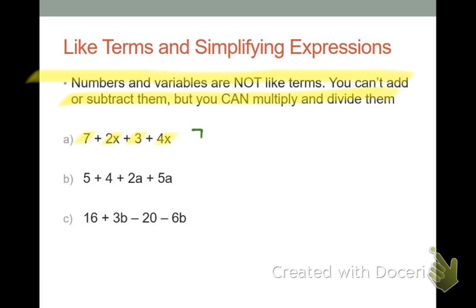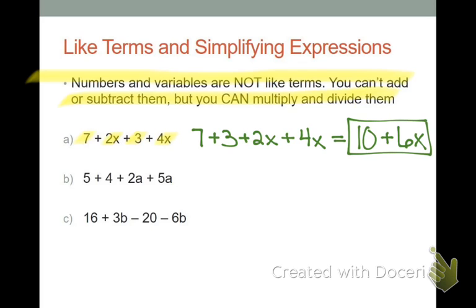So we see 7 plus 3. Those are like terms, so I'm going to use commutative property to regroup them. Plus 2x plus 4x. All right? And now that I've grouped my like terms together, I can simplify. What's 7 plus 3? 10. And 2x plus 4x, I add my numbers to get 6x. And that's my final answer. I can't simplify it anymore because 10 is just a number and 6x has an x. They are not like terms.